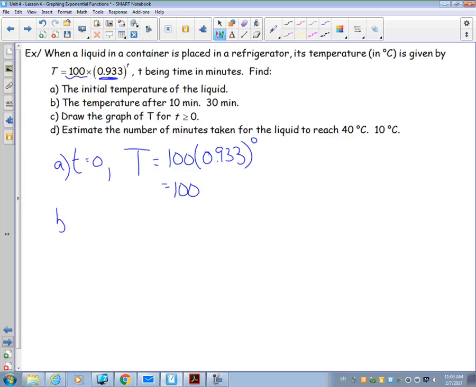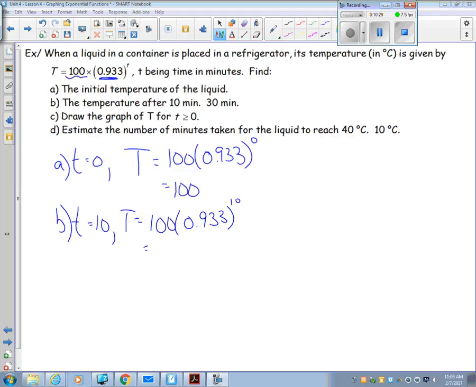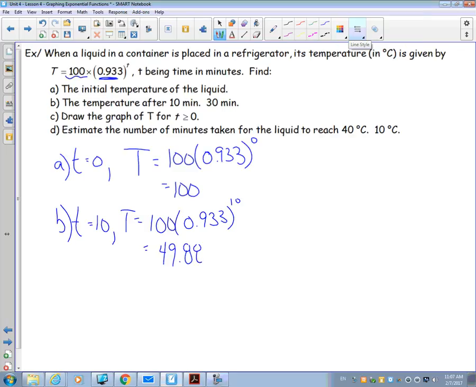Okay, let's figure what's happening after 10 minutes. So t is time in minutes, so t is 10. Our temperature is 100 times 0.933 to the 10. And we are now at a temperature of 49.98 degrees Celsius. This was 100 degrees Celsius.